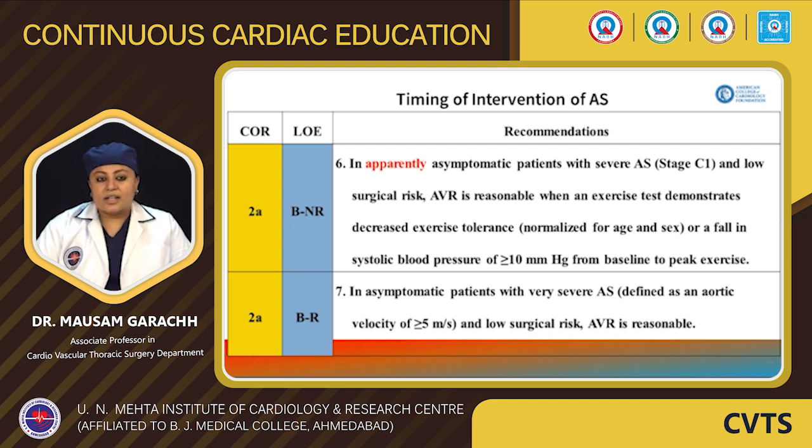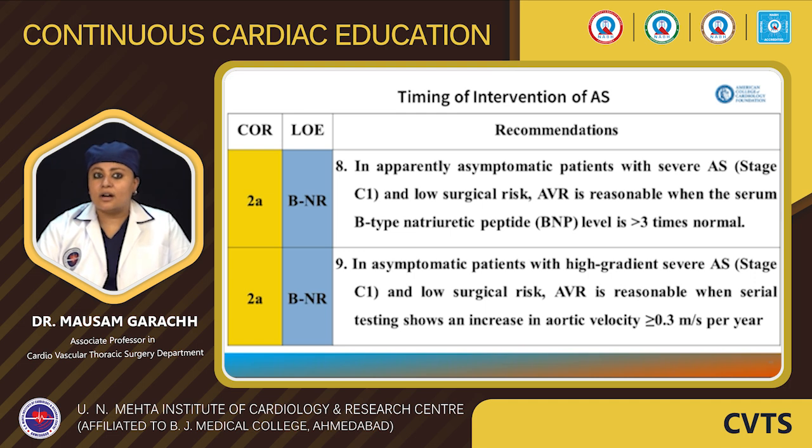Now Class 2A, level of evidence B-R: in an asymptomatic patient with very severe aortic stenosis, defined as an aortic velocity of more than 5 meters per second, and low surgical risk, AVR is reasonable.